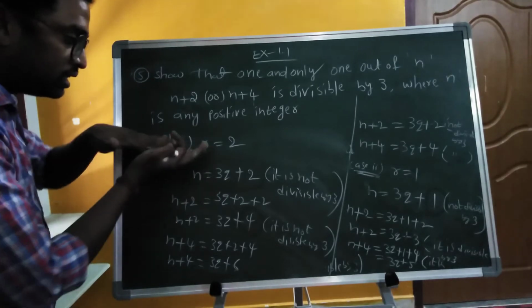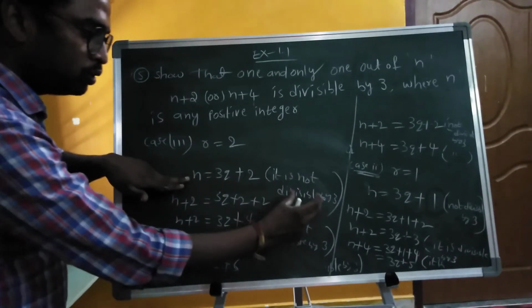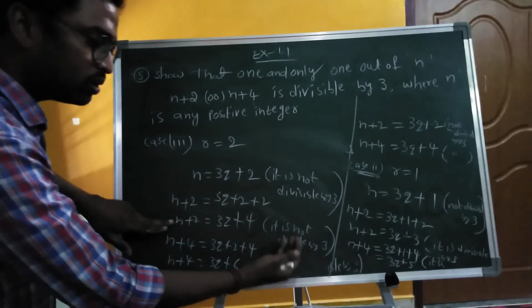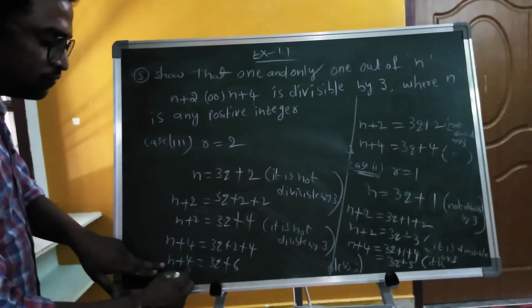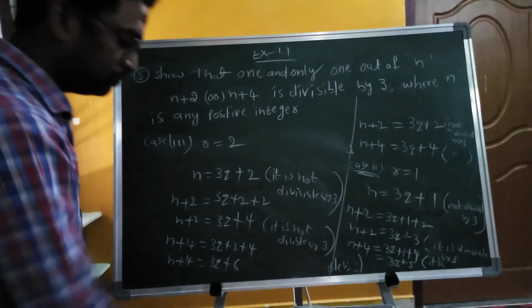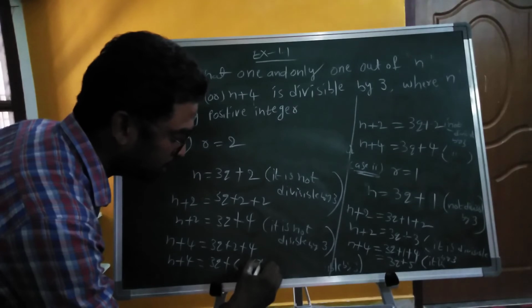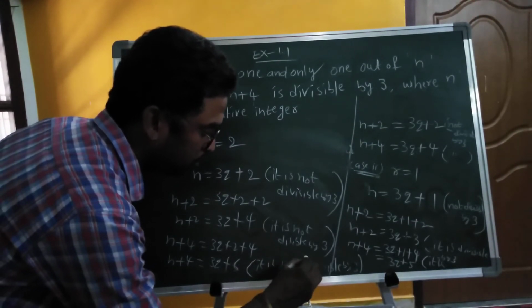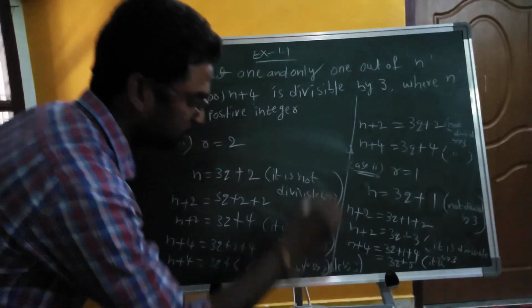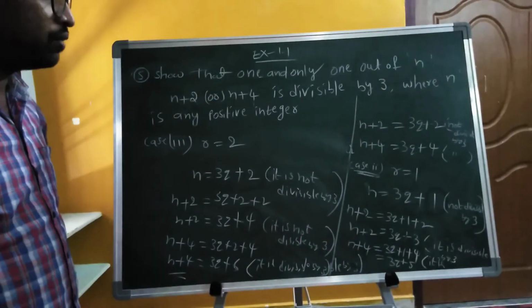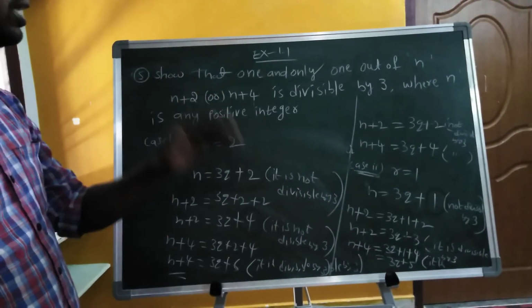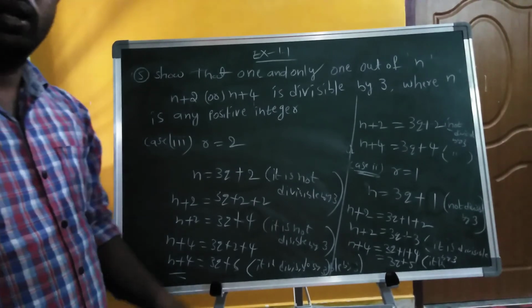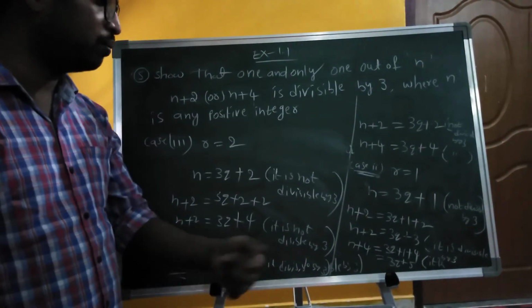So in this case 3, n is not divisible by 3, n plus 2 is also not divisible by 3, and n plus 4 is divisible by 3. So this is the solution for this problem. Okay, are you clear? If you have any doubt, please comment.